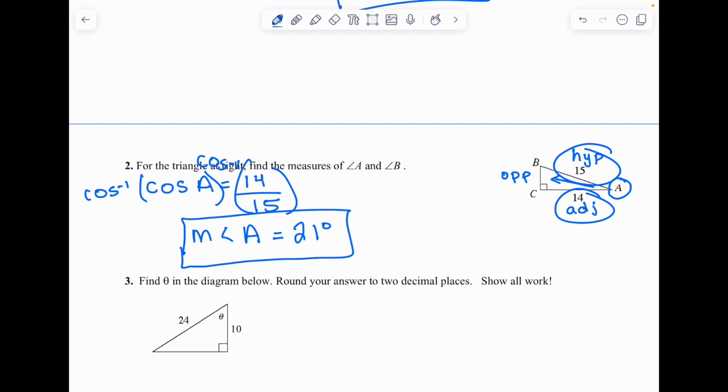Now, we also have to find the measure of angle B. Because we know that angle A is 21 degrees, we have a couple options. One, we could erase our labels and relabel all of our sides from the perspective of angle B and do inverse trigonometry again. Or, because now we know two angles of our triangle and all the angles add up to 180 degrees, we can just subtract 21 and 90 to find what that third angle is going to be. And that third angle, angle B, would be 69 degrees.